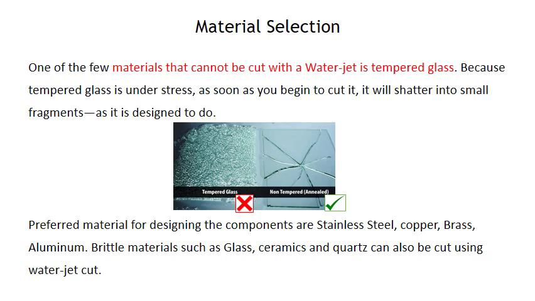Just to see a difference between tempered glass and non-tempered glass: if you break a tempered glass, it will break into thousands of small pieces, while when you break a non-tempered glass, it will break into just a few larger pieces that are intact. The preferred materials for designing components using water jet cutting are specifically stainless steel, copper, brass, and aluminium. Also, it can be used with brittle materials such as glass, ceramics, and quartz.